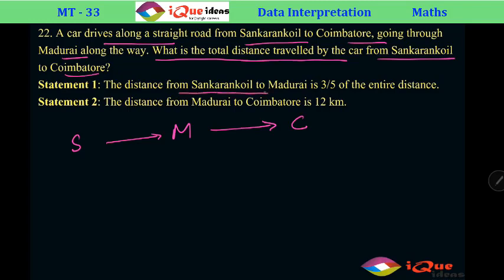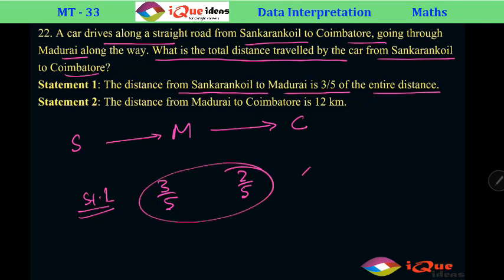The distance from Sankaran Koil to Madurai is 3 by 5 of the entire distance. So statement 1 says that the first part of the distance is 3 by 5. That means the second part of the distance will be 2 by 5. That's it. There is nothing else that we get from here. Do we get a value from here? No. So the first statement is not sufficient.